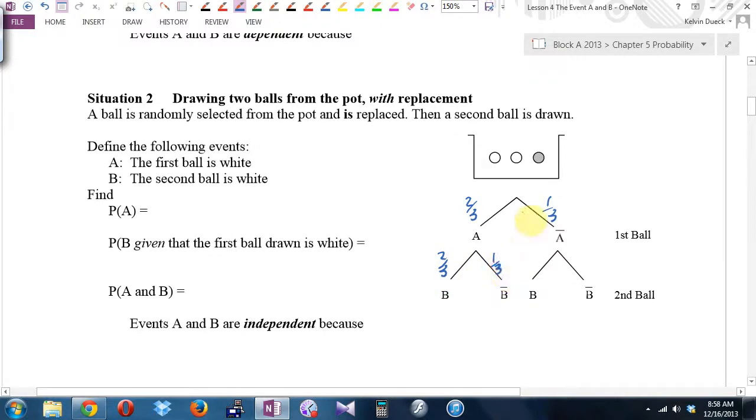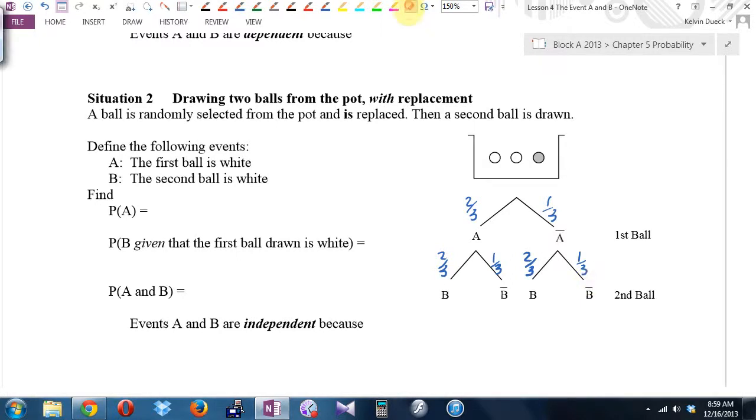1 out of 3. Now, down the other branch, you got a black ball. But you put it back in, because it says with replacement. You shook it up. What are the odds that the second ball is white? And? First of all, double check. Does each fork add to 1? So I didn't screw up. That's, again, a quick way to double check to make sure you haven't made a sloppy mistake. Each fork adds to 1.